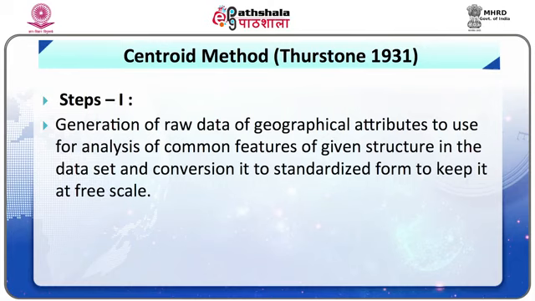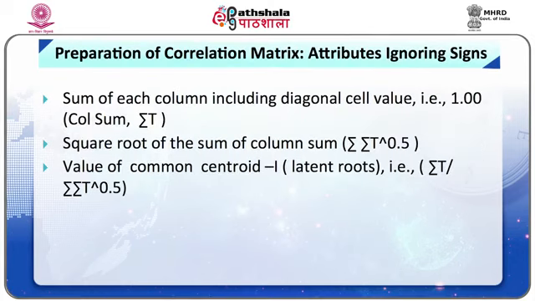The steps include: 1. Generation of raw data of the geographical attributes to use for analysis of common features of the given structure in the data set, and conversion of it to standardized form to keep it free of scale. 2. Preparation of a correlation matrix of attributes, ignoring signs. 3.